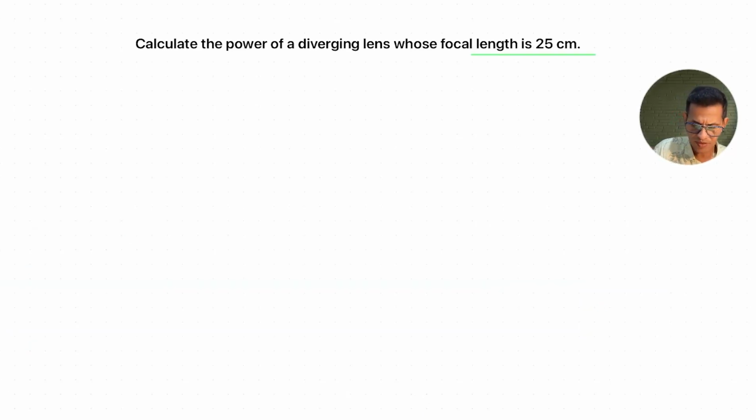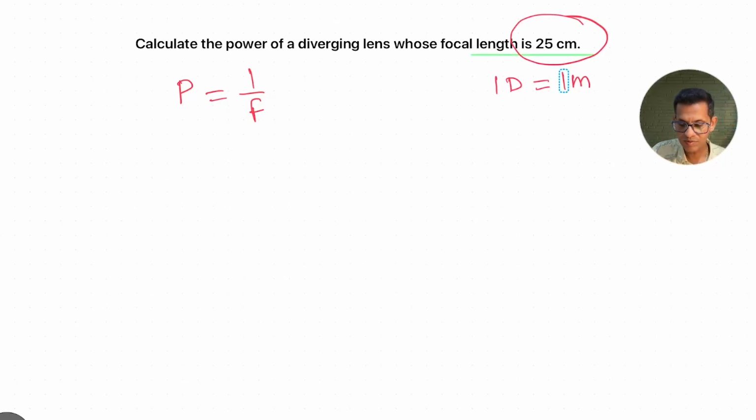It's very simple actually. The formula that we are going to use is P is equal to 1 upon F. Now, we already know that the power of a lens is said to be 1 diopter if the focal length of the lens is 1 meter. But in the problem, focal length has been given in centimeters, so we'll need to convert it to meters. And as you know, if I divide 25 by 100, I'll get 0.25. So I'll say P is equal to 1 upon 0.25.